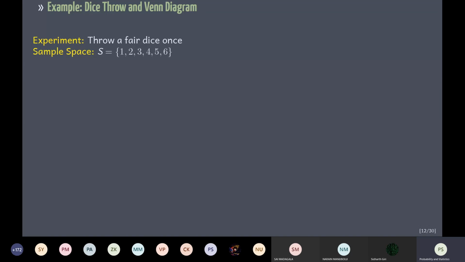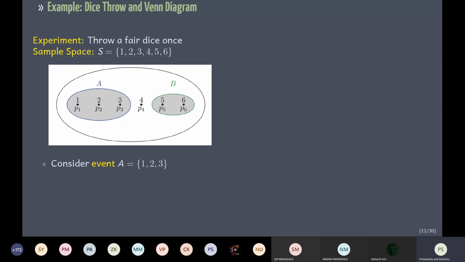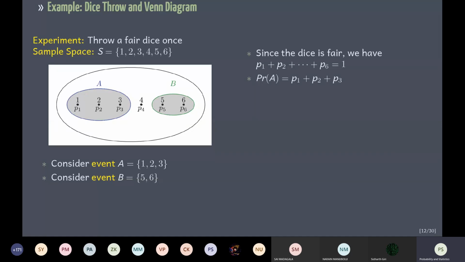So let us see through a fair die, where the sample space is 1, 2, 3, 4, 5, 6. And let us consider some events, as shown in the Venn diagram. You can see that I have defined an event A, which is 1, 2, 3, and this event A is also shown in the Venn diagram. And we have also defined an event B, which is the numbers 5 and 6 on the die. Since the die is fair, we have P1 plus P2 plus ... P6 is 1. That's something we know because there is nothing else that is expected to happen. So all this must sum to 1.